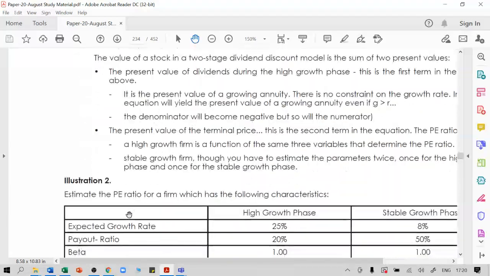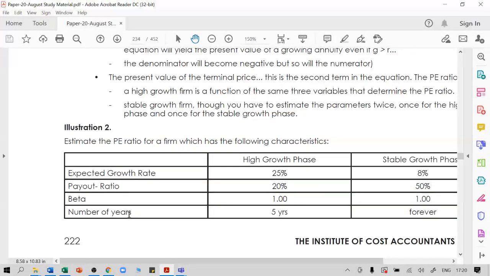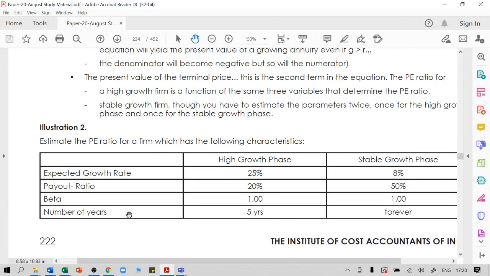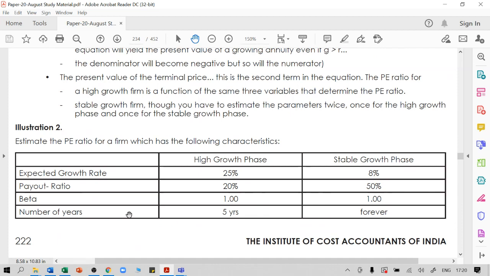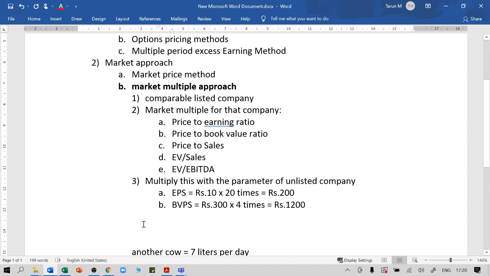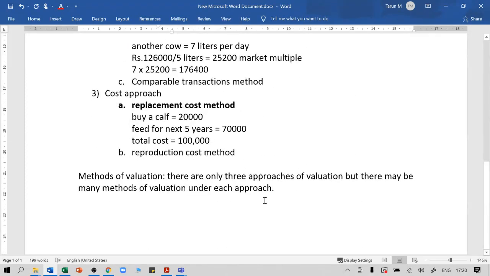So this was a basic calculation. Let's take a better example. Let me discuss more about the price to earning ratio. The formula for price to earning ratio is very well known to everybody. It is market price per share divided by earning per share.